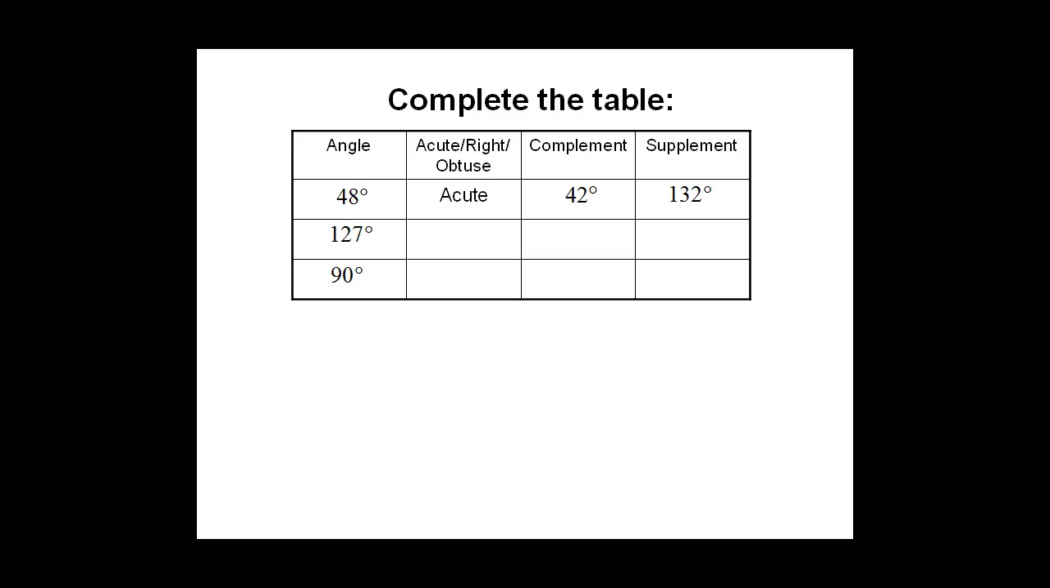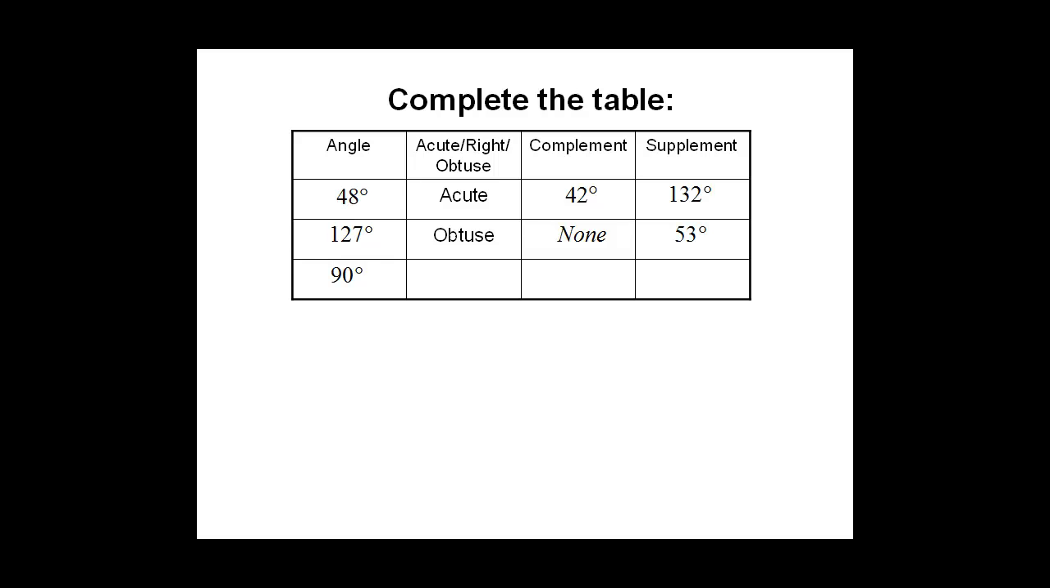Okay, do the same thing for 127. It's an obtuse angle because it's greater than 90. There is no complement because you can't add anything and get 90. And the supplement is 53 because 53 and 127 add up to 180.